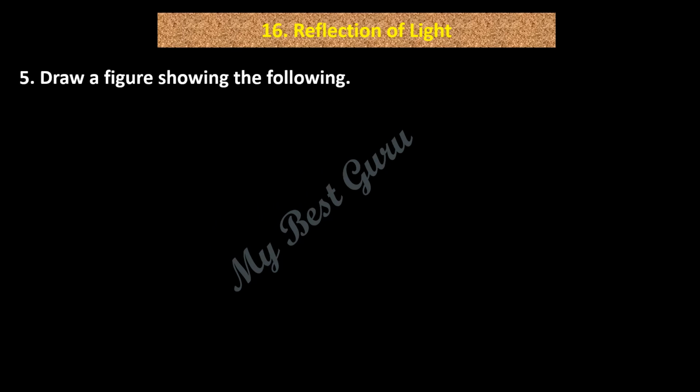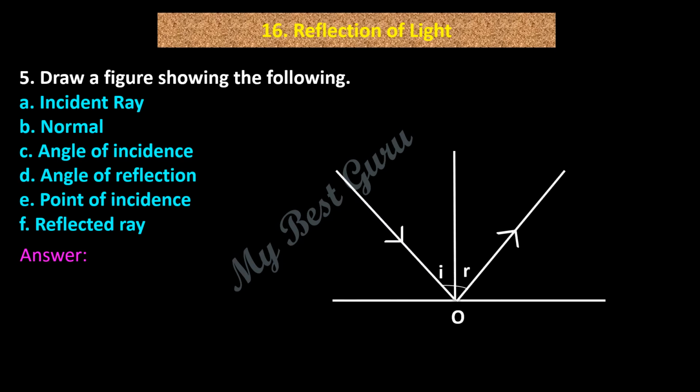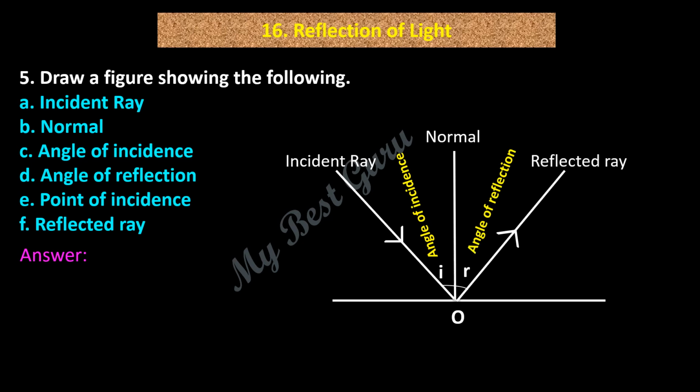Draw a figure showing the following: A. Incident ray, B. Normal, C. Angle of incidence, D. Angle of reflection, E. Point of incidence, F. Reflected ray. Answer: figure, incident ray, normal, angle of incidence I, angle of reflection R, reflected ray, point O is point of incidence.